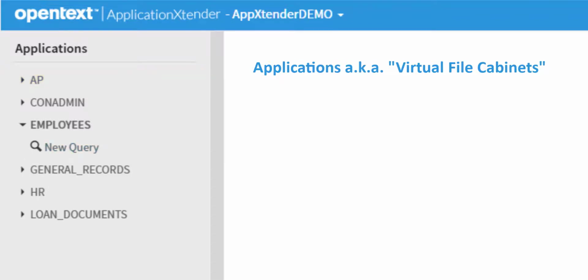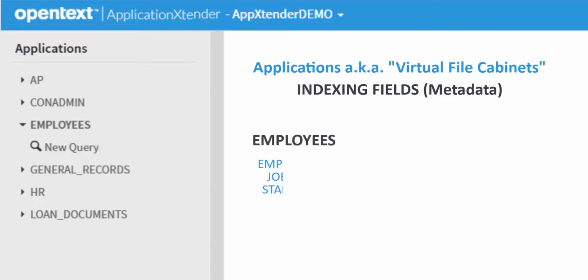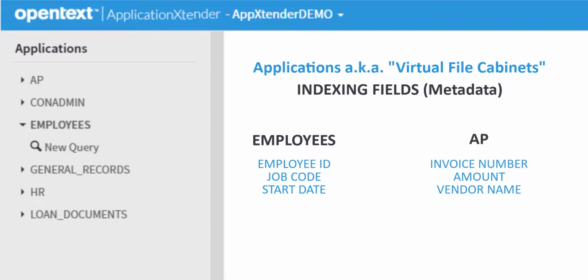An administrator will assist in setting up specific indexing fields for your virtual file cabinets, adding fields such as employee ID, job code, and start date to our Employees file cabinet, and fields such as invoice number, amount, and vendor name to your AP or Invoices file cabinet. You can then search on these fields, which we'll cover a little bit later.